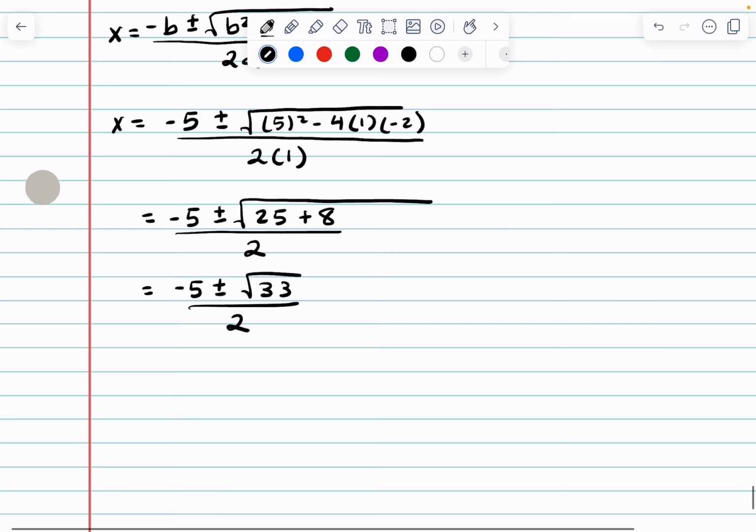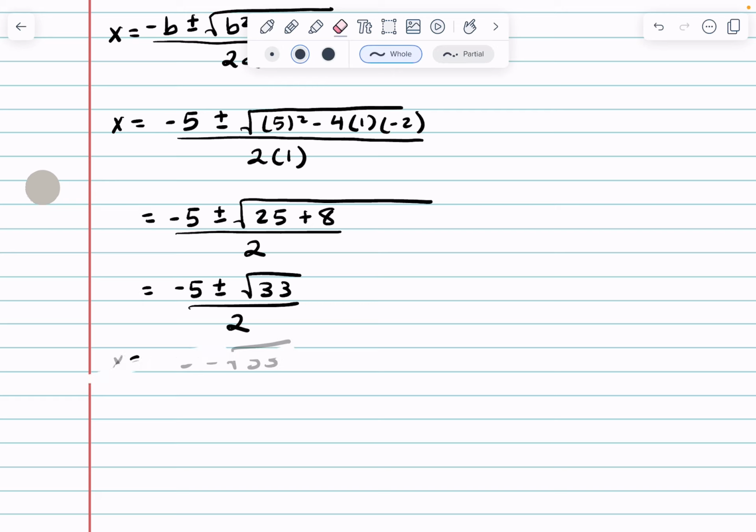So my x value is either -5 plus or minus square root of 33 over 2. I don't know why I rewrote that.